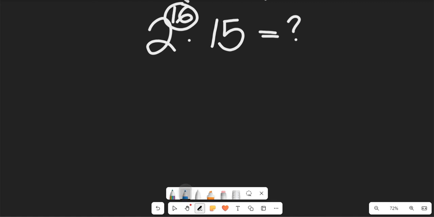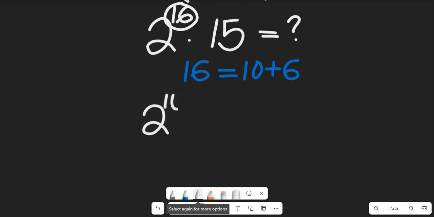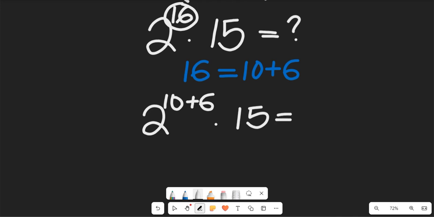And if I break off 16, I'm going to replace 16 with 10 plus 6, right? Let me assume 16 will give me 10 plus 6, so I'll have 2 to the power of 10 plus 6, right? And this will be multiplying 15, and this will give us what?